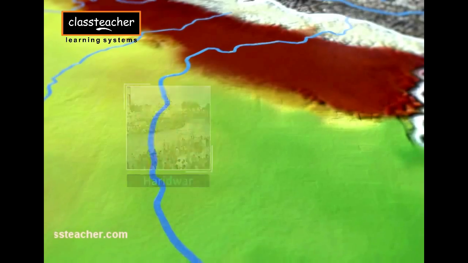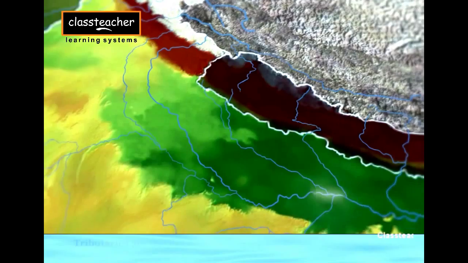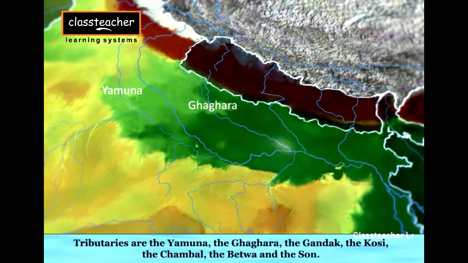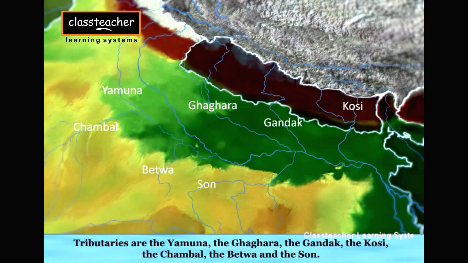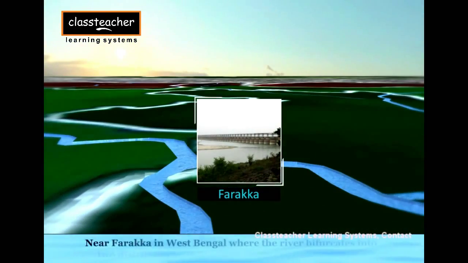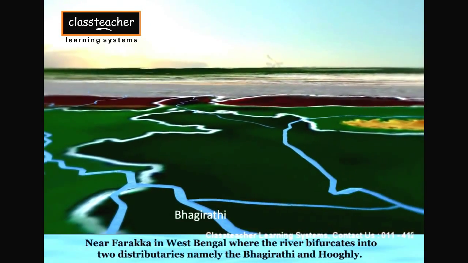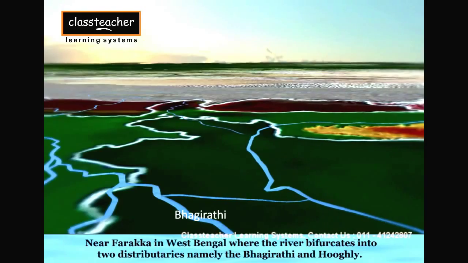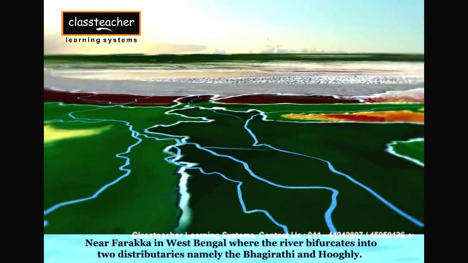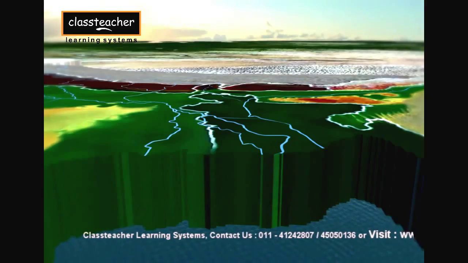At Haridwar, the Ganga emerges from the mountains onto the plains. Then it is joined by many tributaries such as the Yamuna, the Ghagra, the Gandak, the Kosi, the Chambal, the Betwa and the Son. It flows eastward till Farakka in West Bengal, where the river bifurcates into two distributaries, namely the Bhagirathi, which flows southwards, and the one that flows into Bangladesh and is joined by the Brahmaputra river. It is known as Meghna, and the Bhagirathi flows through the deltaic plains to the Bay of Bengal.